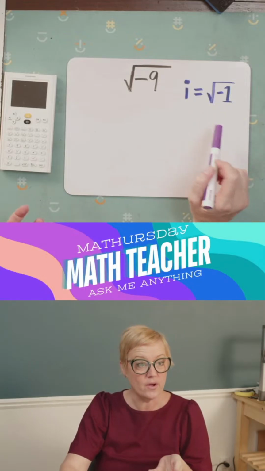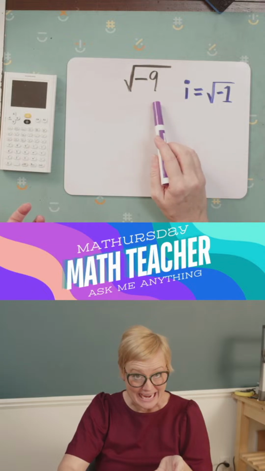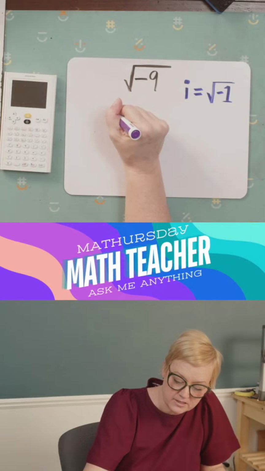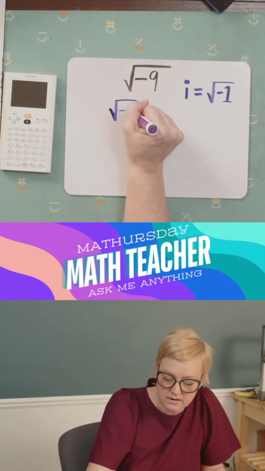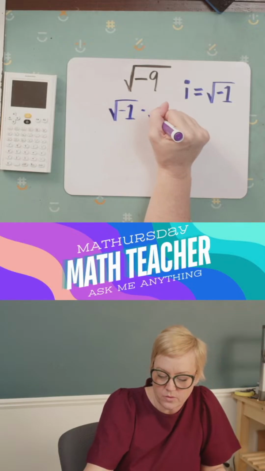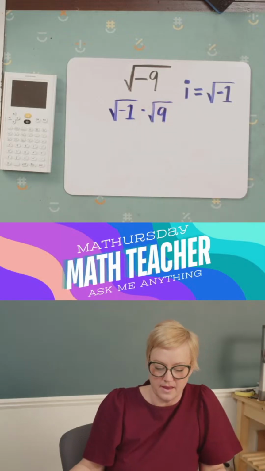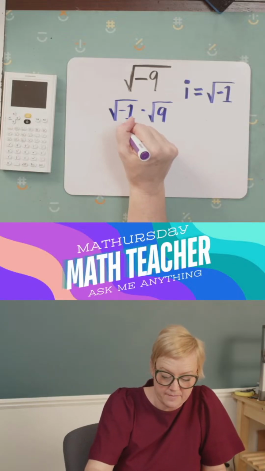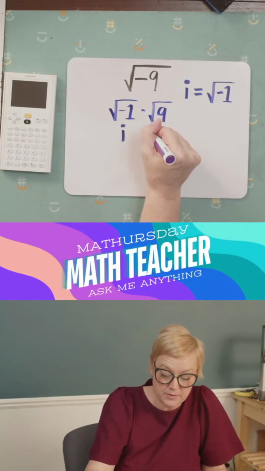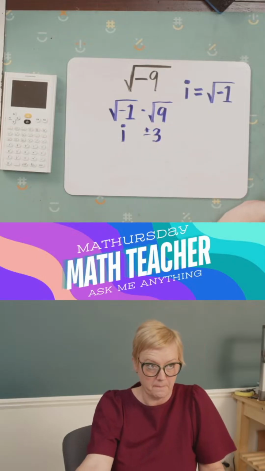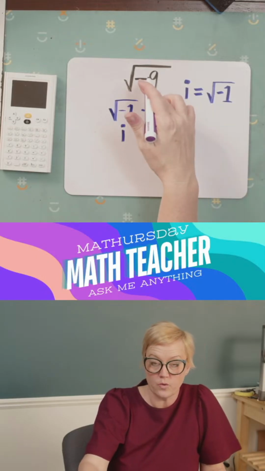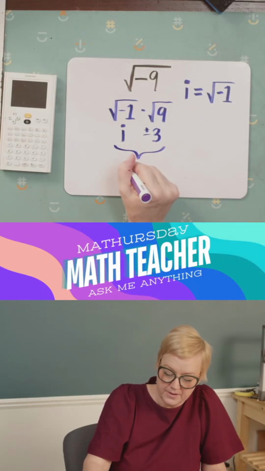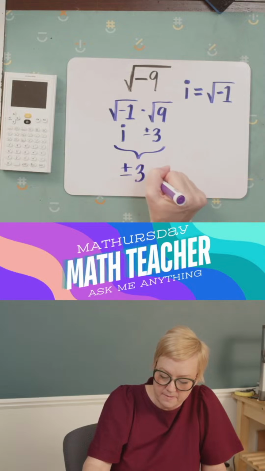So now the root of -9 we can break up into the square root of -1 and the square root of 9. Now the square root of -1 we just said is i. Square root of 9 is plus or minus 3. So the square root of -9 is actually plus or minus 3i.